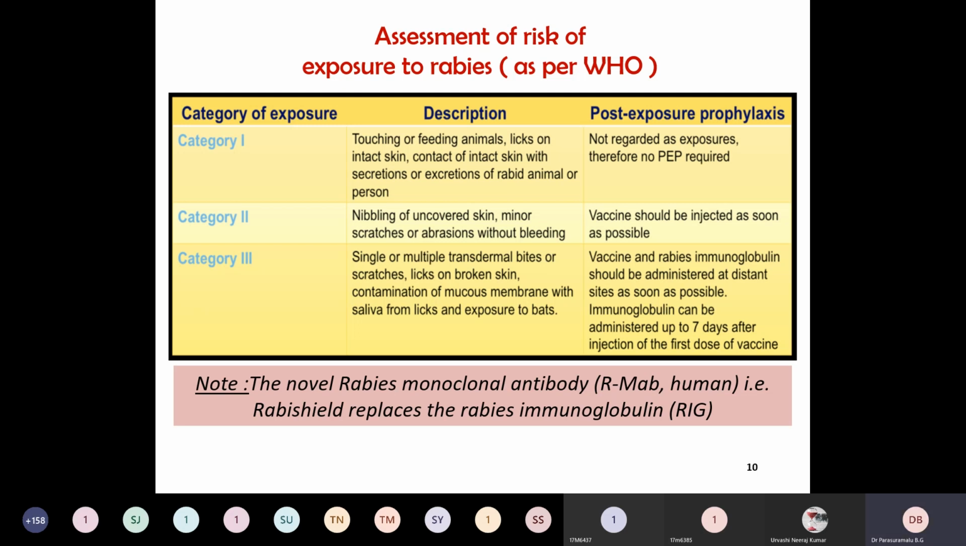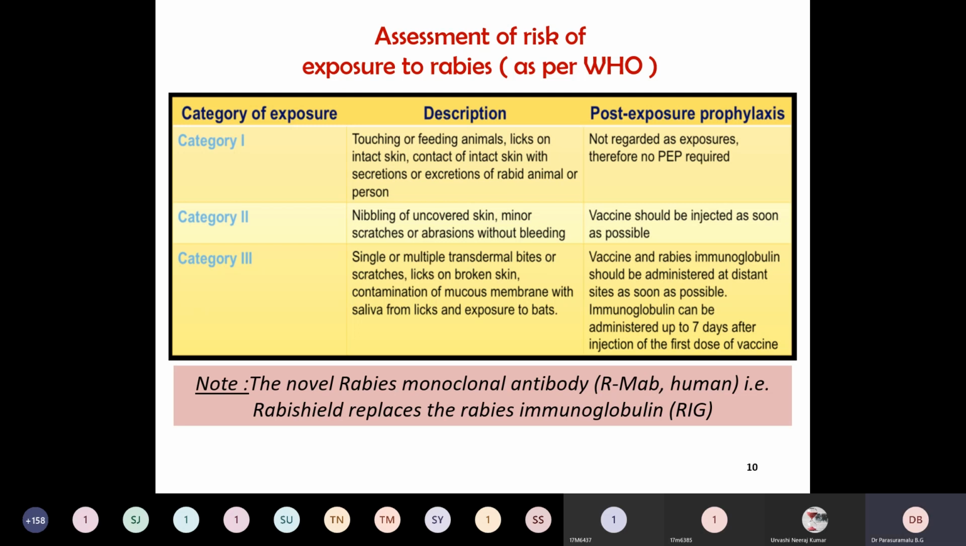It has several advantages. This is manufactured in hamster ovary cells by recombinant technology, and it is a human monoclonal antibody. It neutralizes a wide variety of terrestrial and bat isolates of rabies virus worldwide, including all rabies virus isolates in India. That's why it is much superior compared to the rabies immunoglobulins available in the market. It must be used in combination with a commercially available rabies vaccine and injected at sites separate from the rabies vaccine for post-exposure prophylaxis.